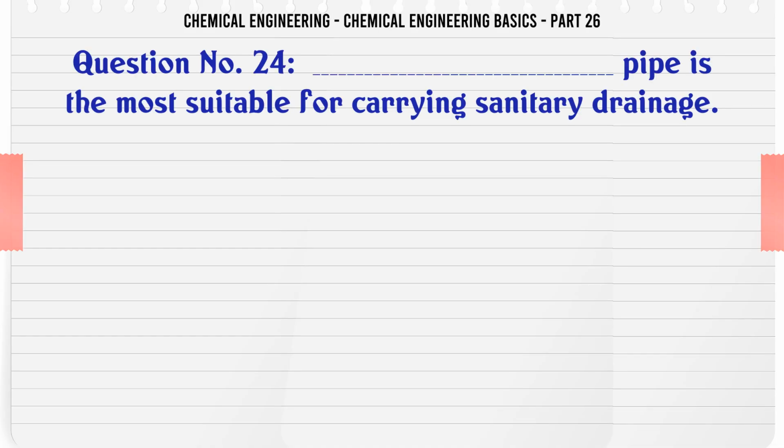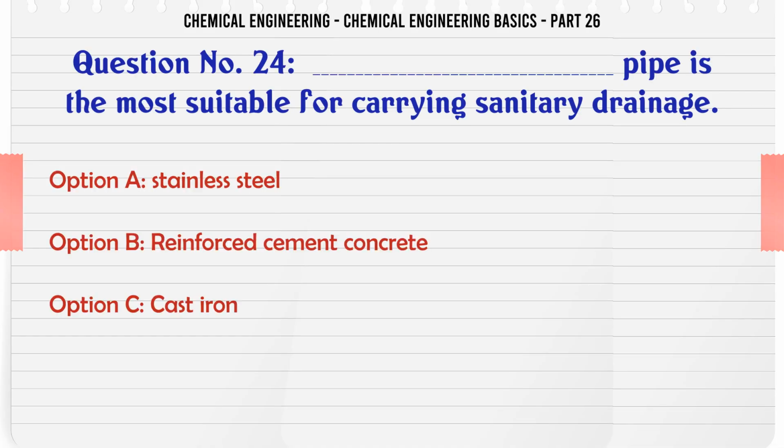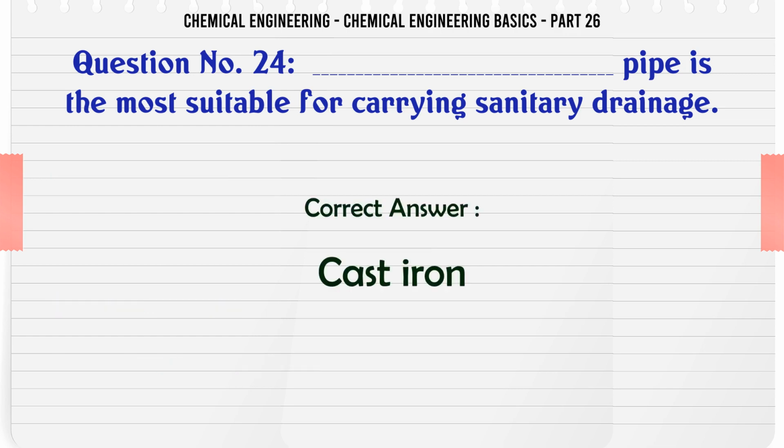Which pipe is the most suitable for carrying sanitary drainage? A. Stainless steel, B. Reinforced cement concrete, C. Cast iron, D. Asbestos cement. The correct answer is cast iron.